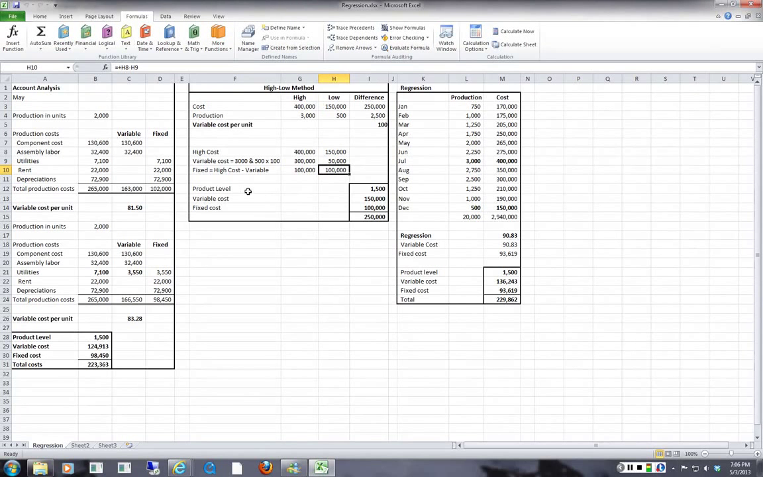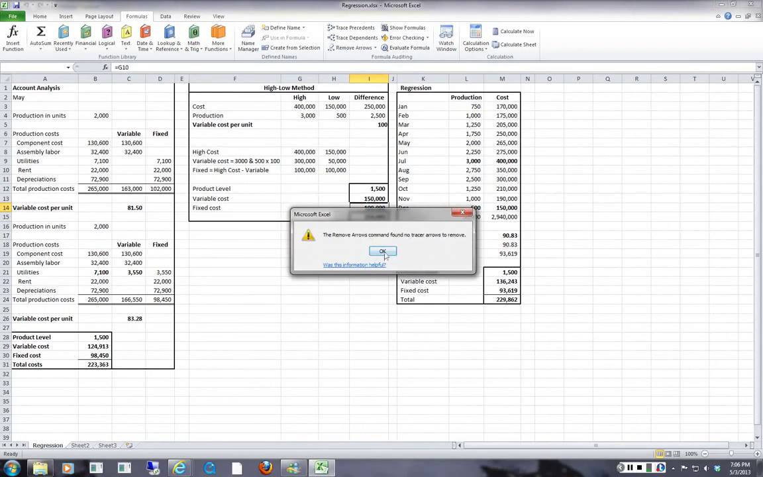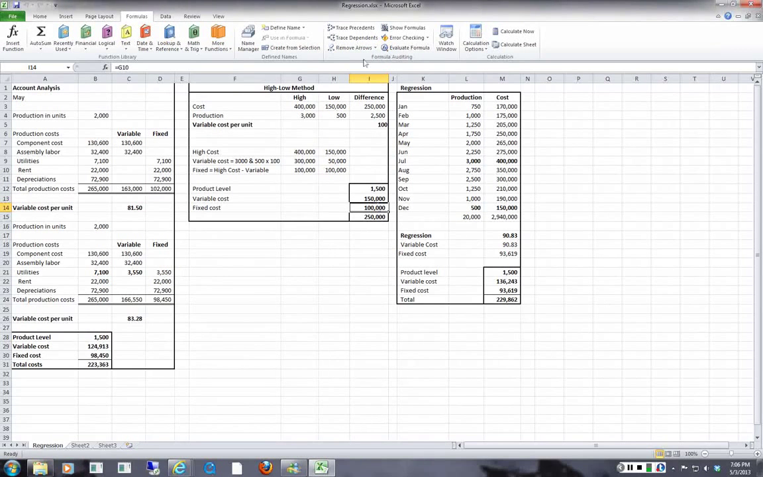So now we go down to the production level of 1,500 units, and we calculate our variable cost as $100 times the 1,500, and it comes up to be $150,000. Then we take our fixed cost, which is $100,000, and we add that to the 150. So our total cost based on this methodology is $250,000. It's a little higher than what it is there.